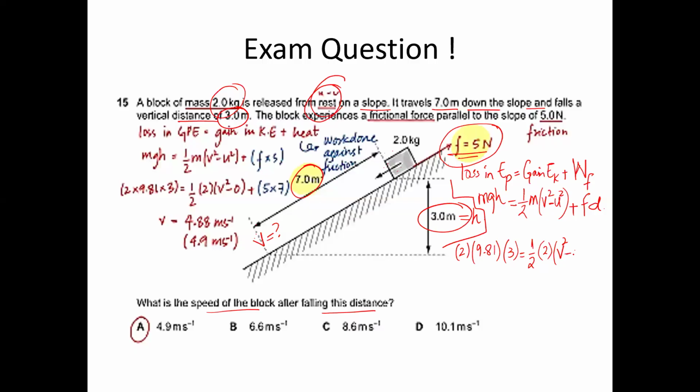So when it is released from rest, our initial velocity will be 0, plus what is the amount of frictional force acting? 5. And what is the distance being covered? 7. Distance being covered is 7. So in all these values, the 2 and 2 will cancel out. When you sort out all these values, what speed do you get? Your speed will be almost equal to 4.9 meters per second. Speed will be equivalent to 4.9 meters per second. You tell me, people, is this understandable?